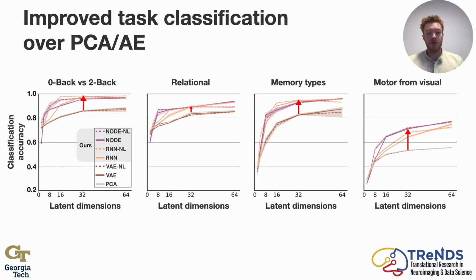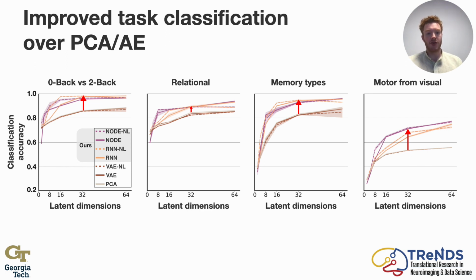So now to the rest of the results. From left to right, the classification task gets progressively harder. So for the first figure on the left, we perform binary classification between a 0-back and a 2-back working memory task. Then in the second figure, the two classes are that the trial is either a control trial or a trial where the shapes on the screen are related to each other. This is called the relational task in the HCP dataset.